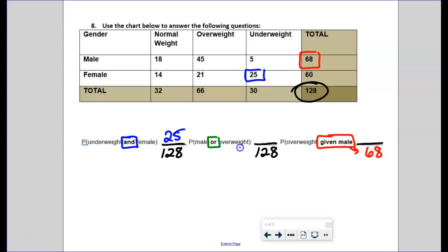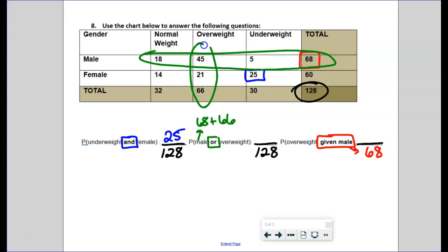Now male or overweight, this is what I do. I take the total number of males, so all of the males would be 68. And then I take all of the overweight people, which is 66. But because you counted all of the males and you counted all of the overweights, you counted these guys twice. So I'm going to have to subtract that one time.